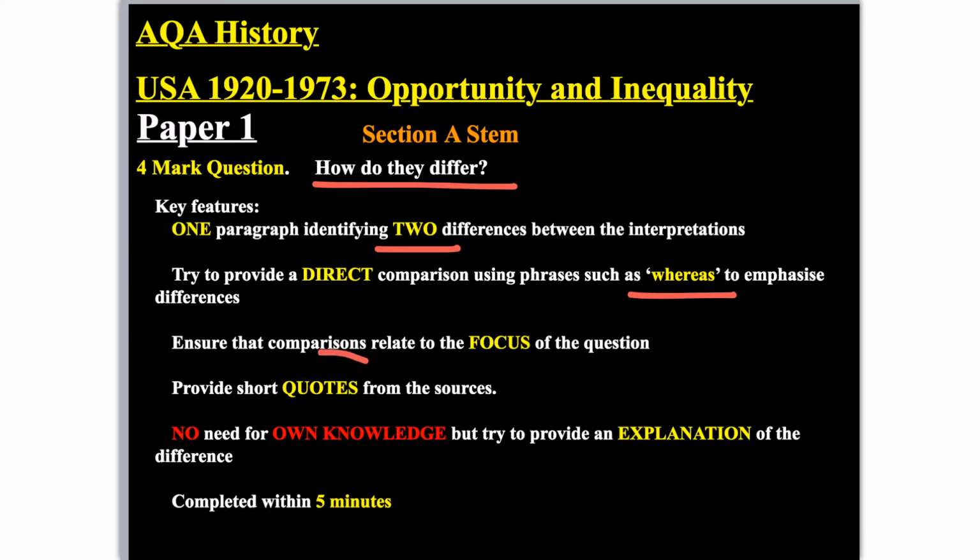You can use quotes from the actual sources, which might be useful as a way of specifically targeting 2 parts from the actual interpretation. But ensure that the comparisons also relate to the focus of the question, whatever it might be, as we'll look at an example later. There's no need for own knowledge in this particular type of question. It's a fairly straightforward question, but do try and perhaps provide a little explanation of the difference. You'll see that when we look at the model example. And again, you want to try and complete this one within 5 minutes. So it's relatively short as a question. Don't overspend because there are higher tariff questions later on.